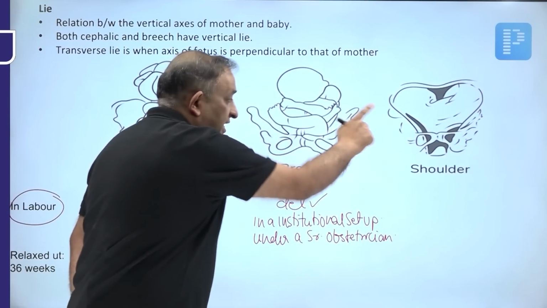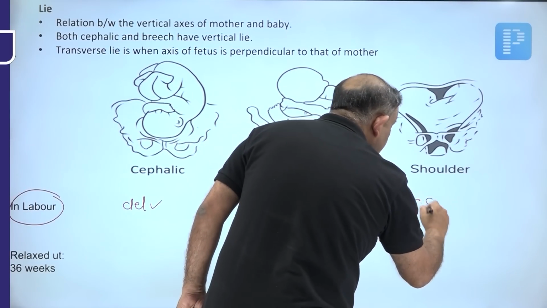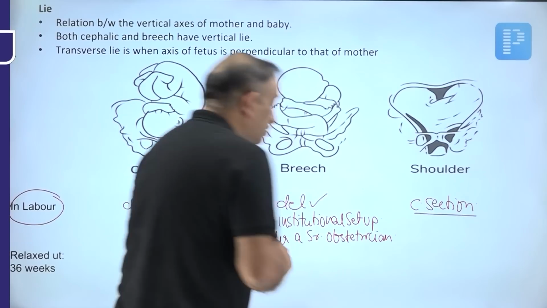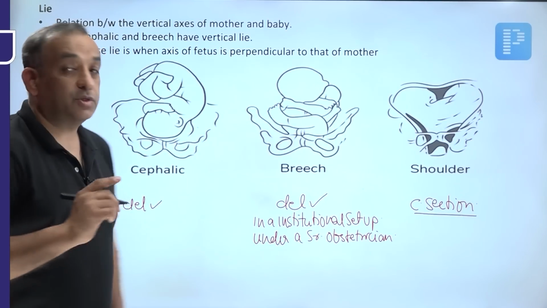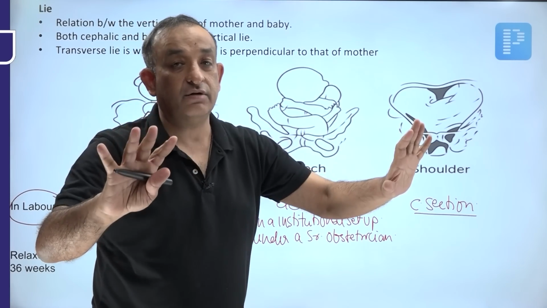If a transverse lie with shoulder presentation comes in labor, please guys, do a cesarean section. There's no other option to this. Please don't spoil this MCQ. Transverse lie in labor, cesarean section, end of discussion.